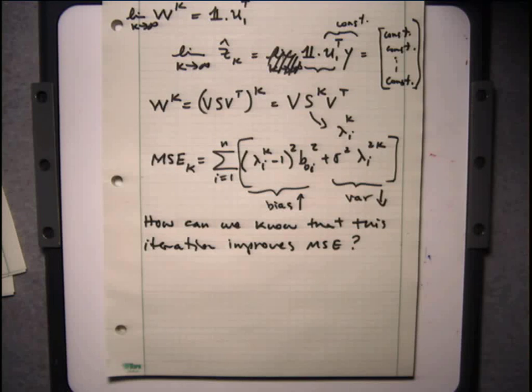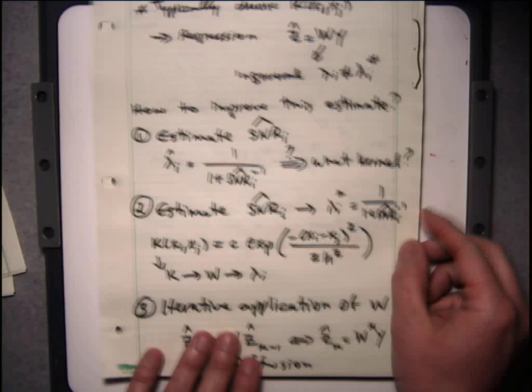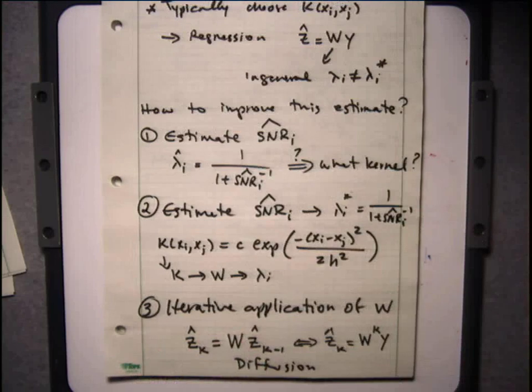Sure. This one? Yep. The last thing, Z_k equal to W Z_{k-1}. Yeah, this is not the same as, yeah. Mm-hmm. If in each iteration I'm updating W, it's not the same as Z_k equal to W to the power of k. That's right.